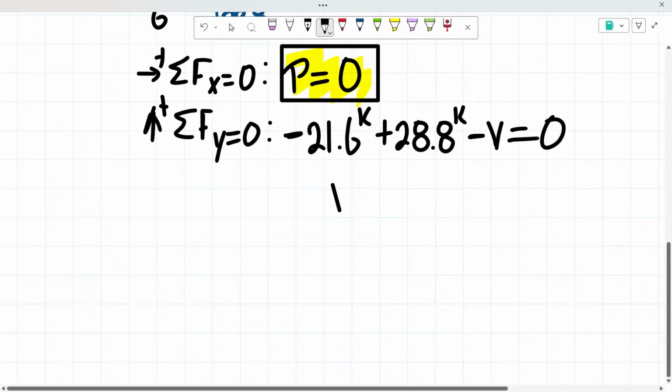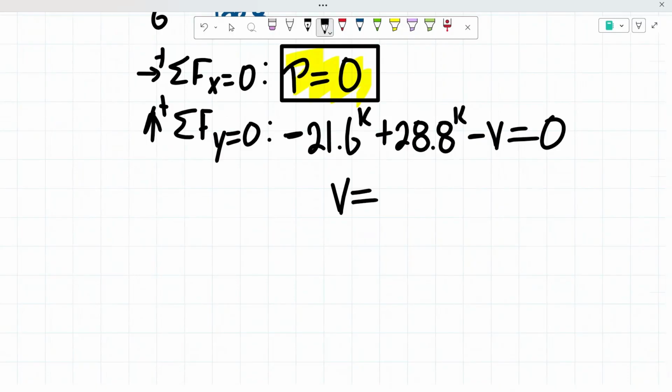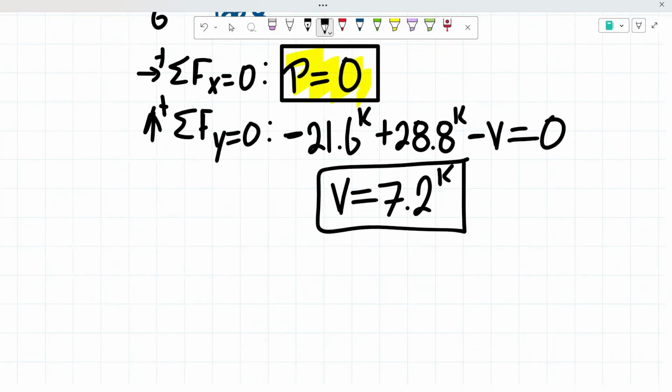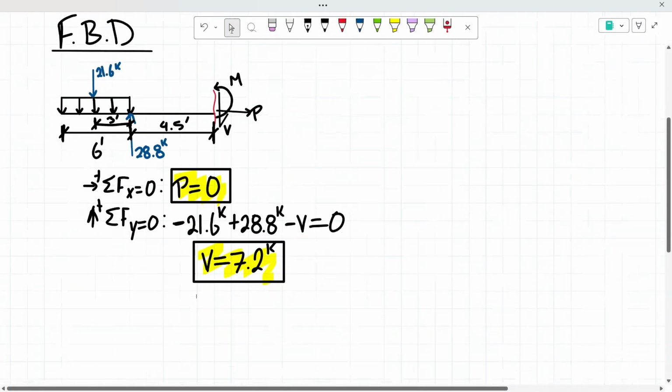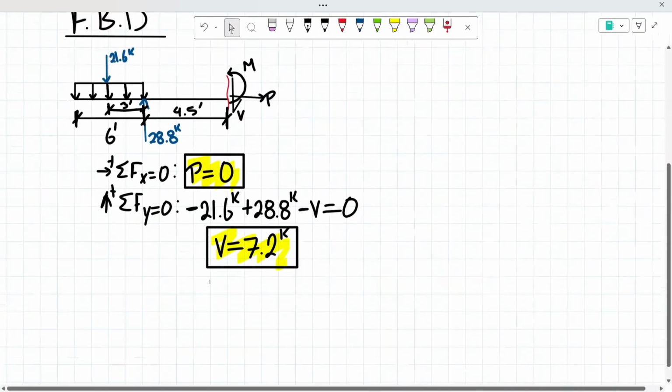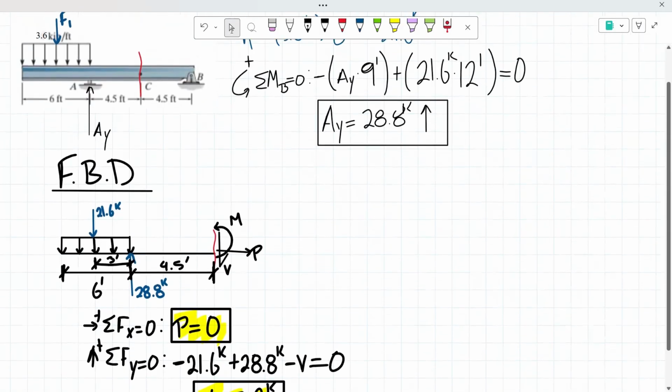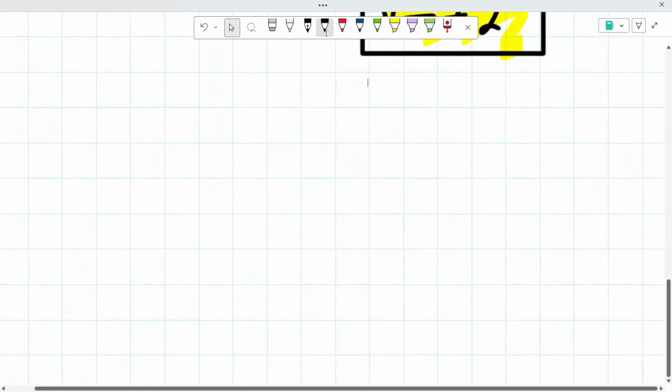So from here, we would just simply solve for our shear force, and we would end up getting a value of 7.2 kips. So with that, we have determined the value of our shear force. And then from there, to determine our moments, what we're going to do is be taking the sum of the moments about the cut, or about point C, however you want to say it.